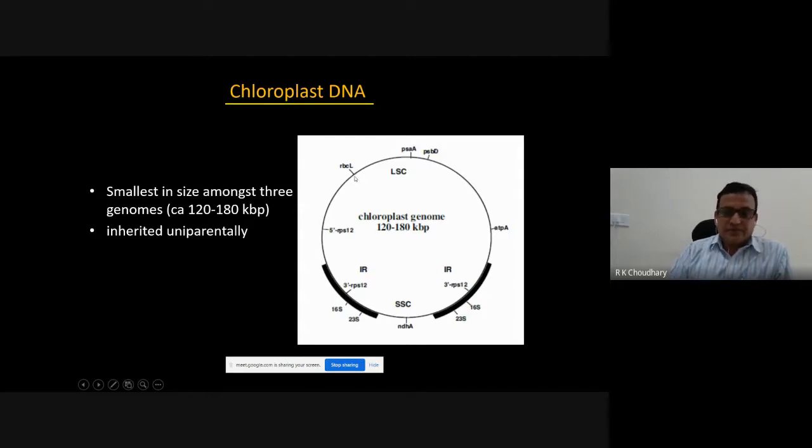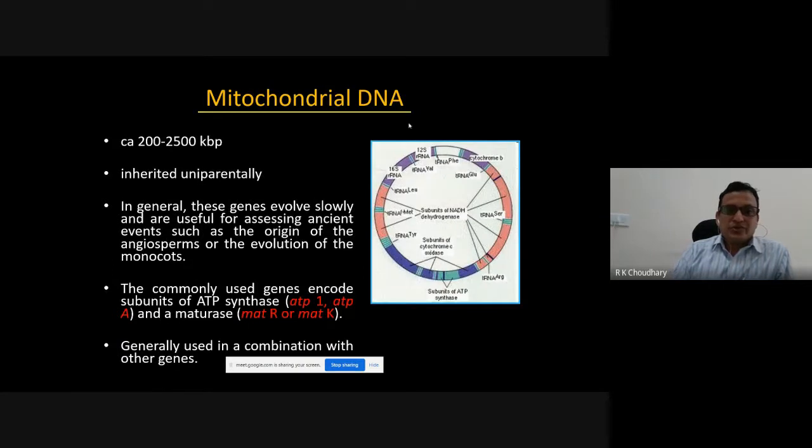Similarly, in mitochondria also, you have certain regions like ATP1, ATPA, something like that. You can simply sequence them and try to understand the identity, phylogeny, and so many things.